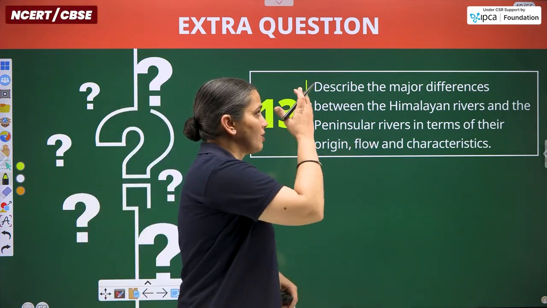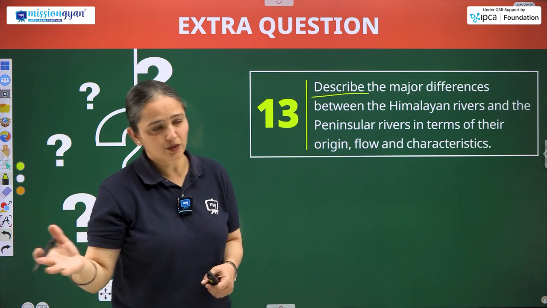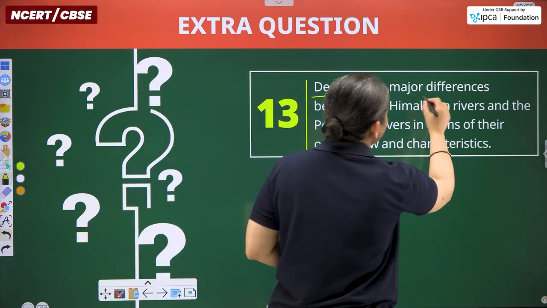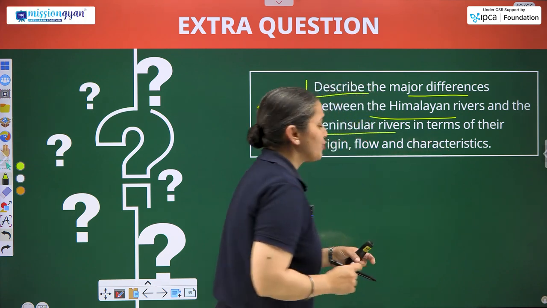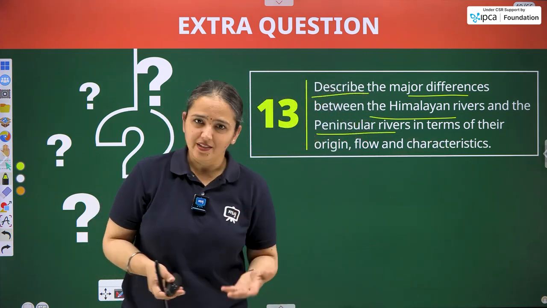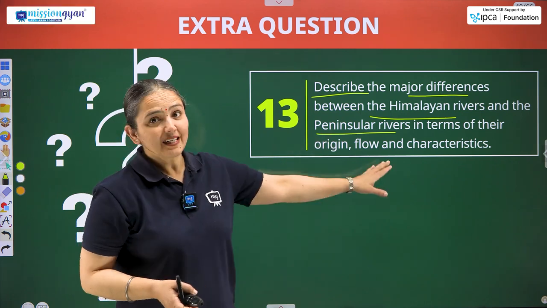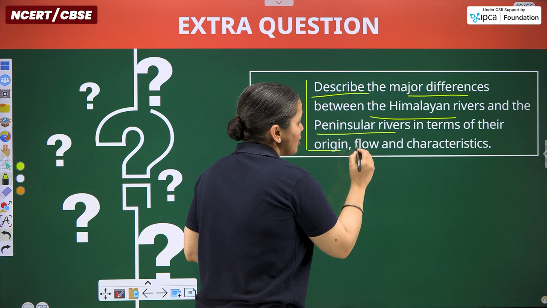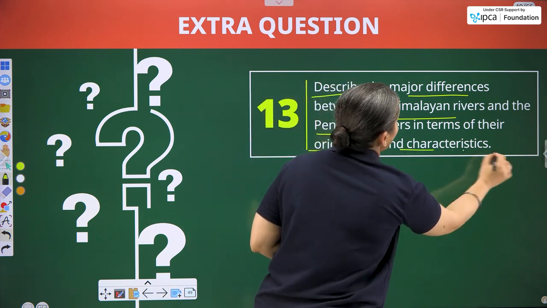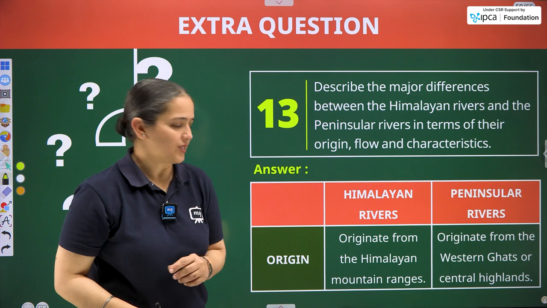Now we are talking about the describe part, so quite obviously there are 3 or 5 marks questions. Describe the major difference between the Himalayan rivers and peninsular rivers. Now you must be wondering, we have already discussed that in the exercise part. Of course, we have discussed it over there, but kindly read the further part of the question in terms of their origin, flow and other important characteristics as well. So we have to discuss it once again.